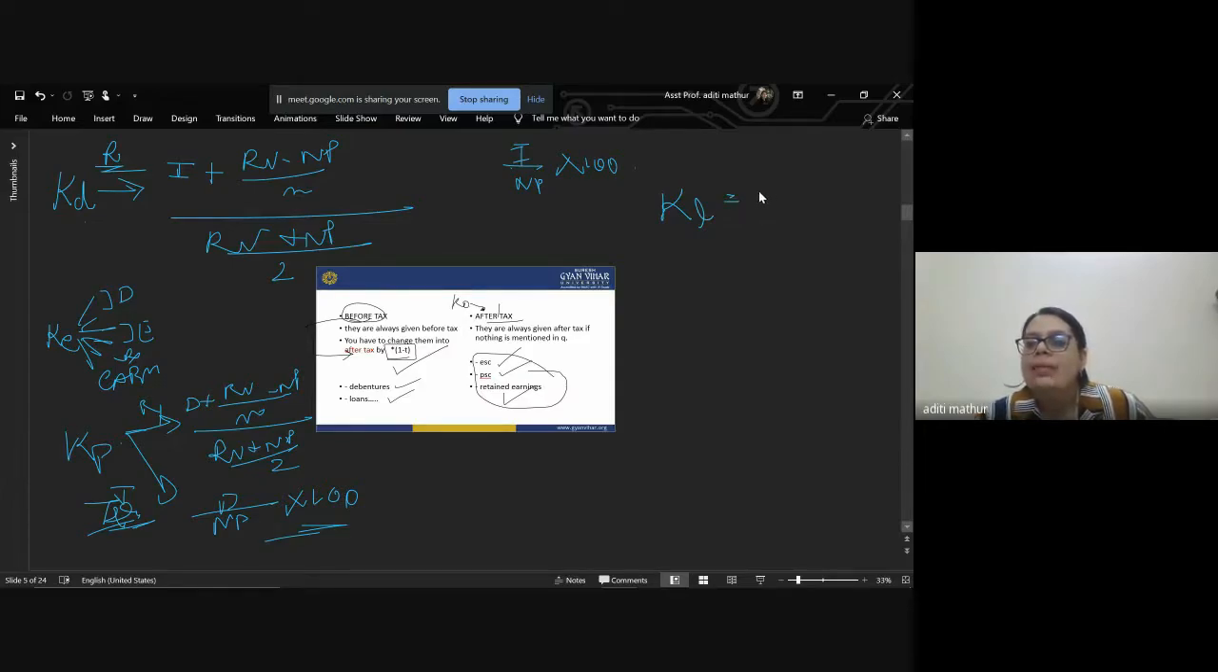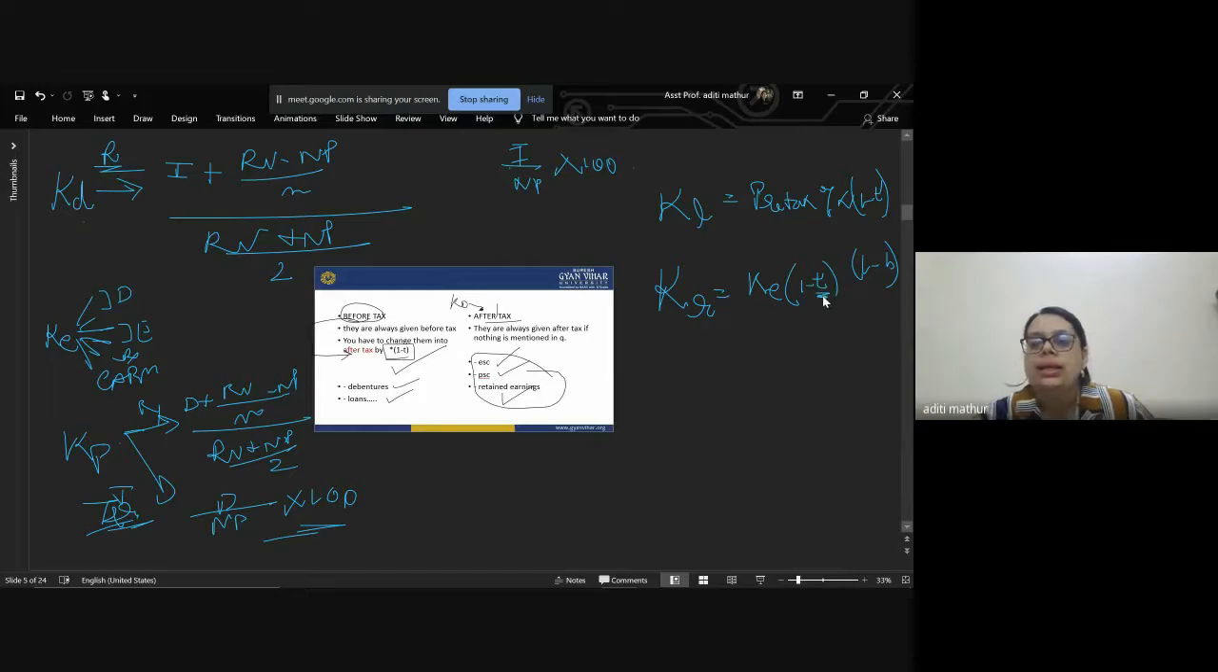It was the value pre-tax percentage into 1 minus T. For the calculation of KR, it is K into 1 minus T into 1 minus B. Over here, T is for the tax of shareholder and B represented the brokerage rate or the commission rate, right? And that's it. 1, 2, 3, 4, 5. This was the quick recap to calculate the cost of debentures, equity, preference shares, loan, and the retained earning.